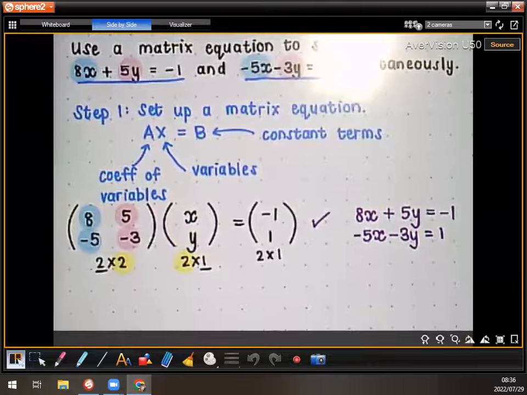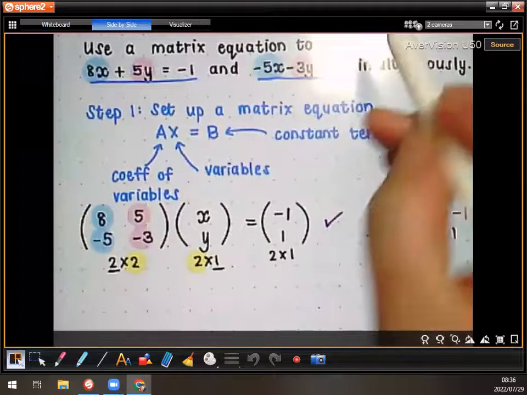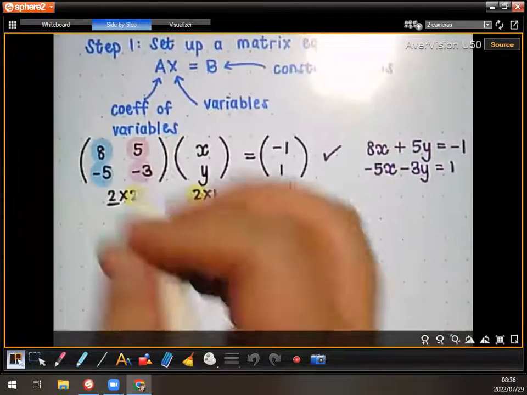Okay. So guys, if you've set up your matrix equation and you're not sure whether you've done it correctly, quickly do the multiplication and see if it does give you the two equations that you started with. Now the next thing that we are going to do, so step 2.